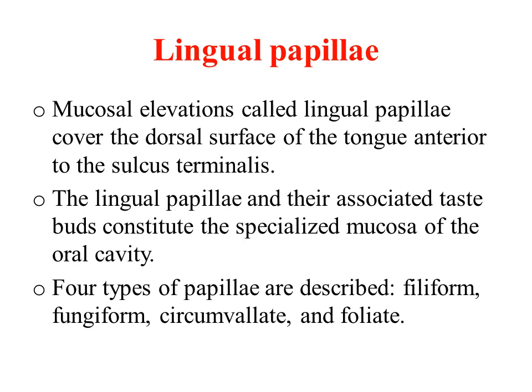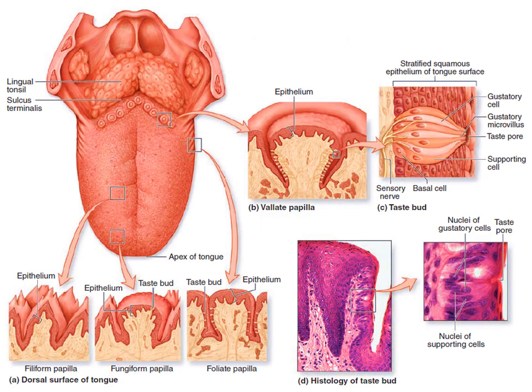There are 4 types of lingual papillae: filiform, fungiform, circumvallate, and foliate papillae. As you can see here in this picture, this is the lingual papillae. Filiform papillae are found on the tip of the tongue and by the side, and are the most numerous.